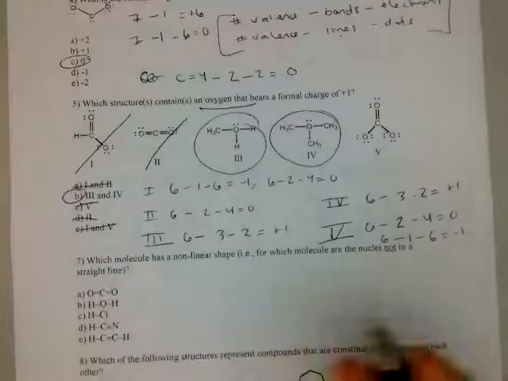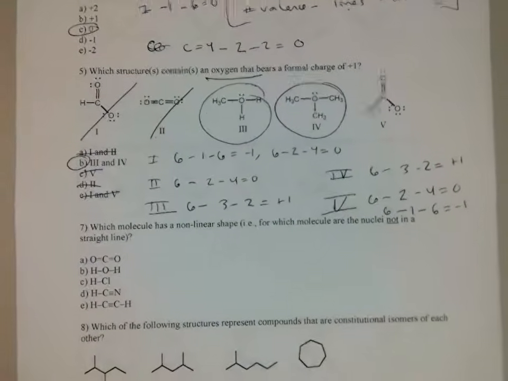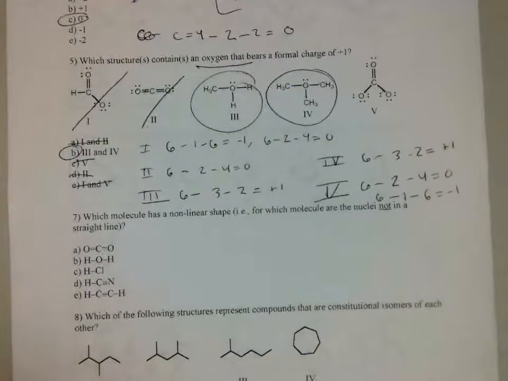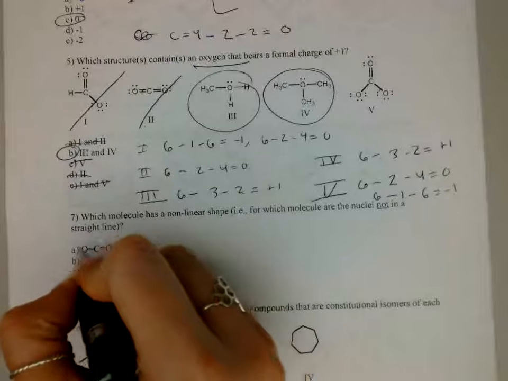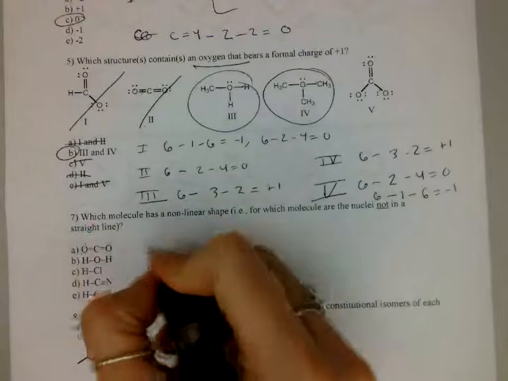Okay, which molecule has a nonlinear shape? The one thing that bothers me about this question is they did not include lone pairs. So if you've seen these structures a lot, you can kind of figure them out. Or they are all presented as neutrals, so they all have as many lone pairs as they would need to make it a neutral molecule.